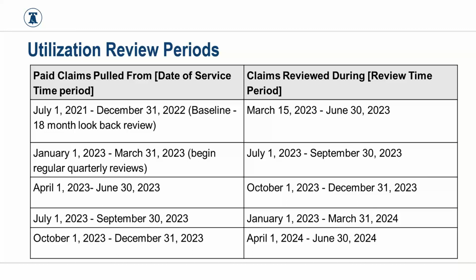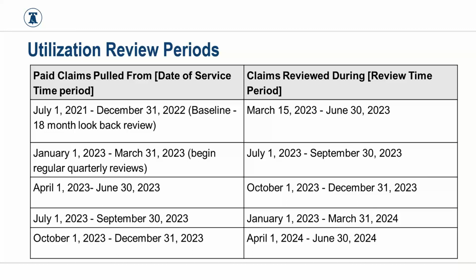After this initial review period, so when we pull another sample for the July 1st, 2023 review period, that will be looking at only 1 quarter. And we will only be looking at 1 quarter's worth of claims. It's a random sample of those quarterly moving forward after the first review period.